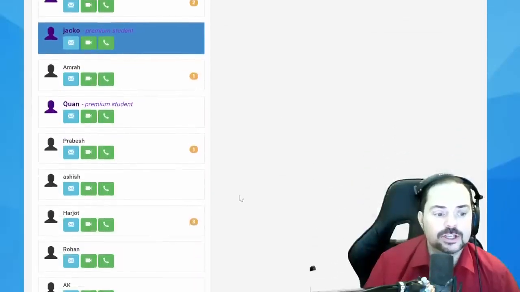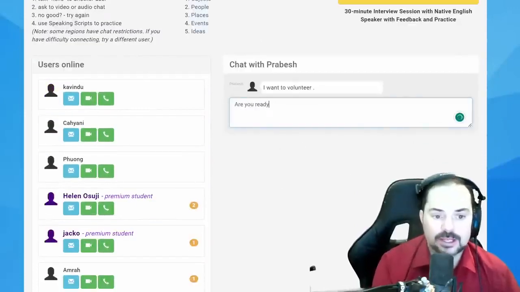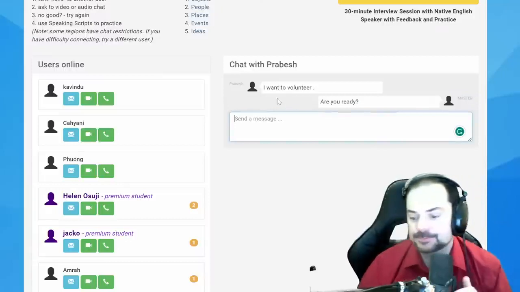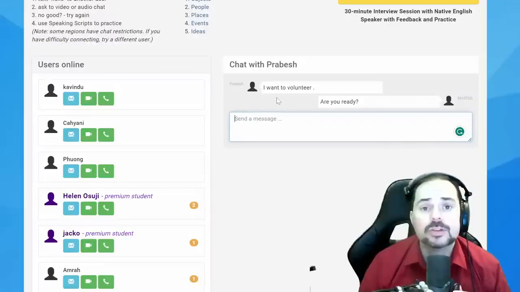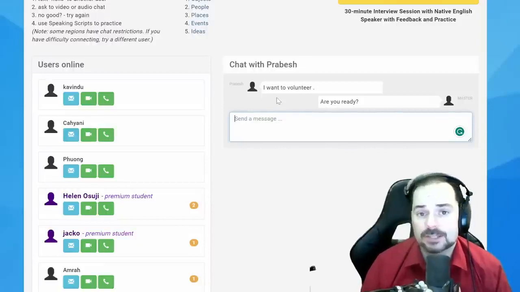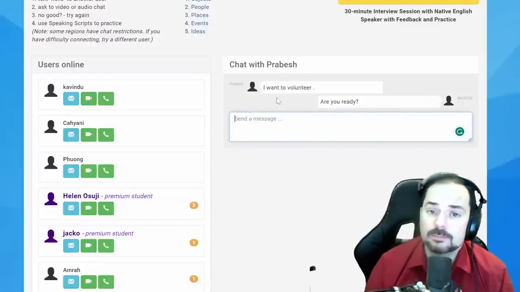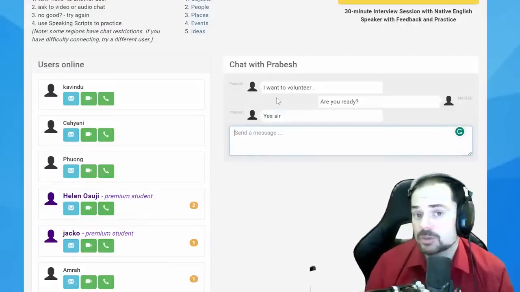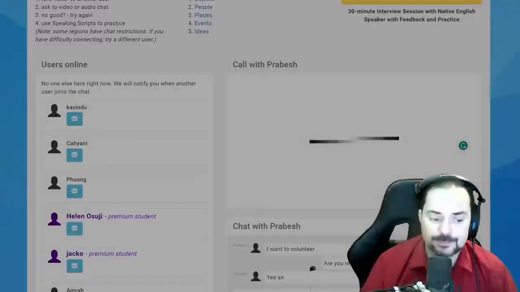Let's try Prabesh. Prabesh, are you ready? Students, you have to check your settings. There's a lot of settings that you need in place. Like you need to have your permissions for the website. You need to enable your microphone, your speaker. You need to make sure that you have a good connection, right? So there's lots of settings to deal with. Make sure you check all of them.